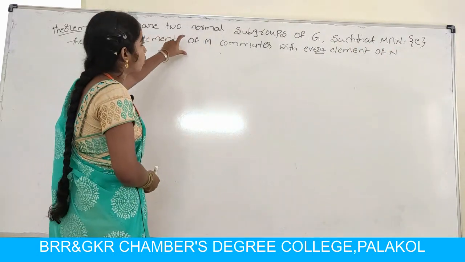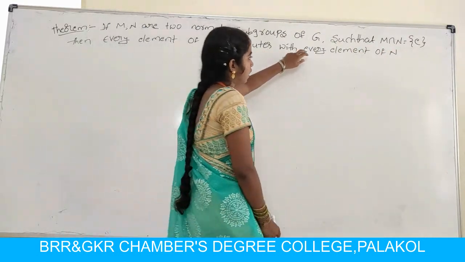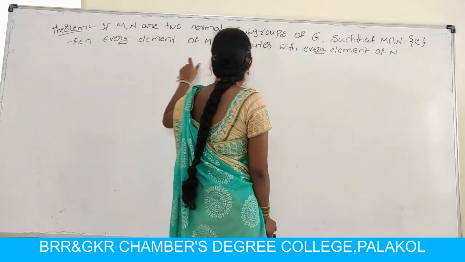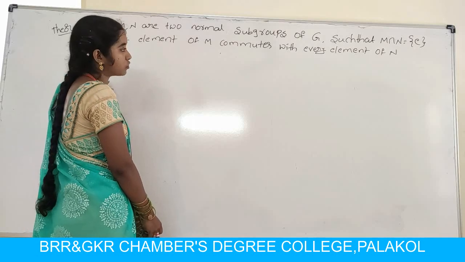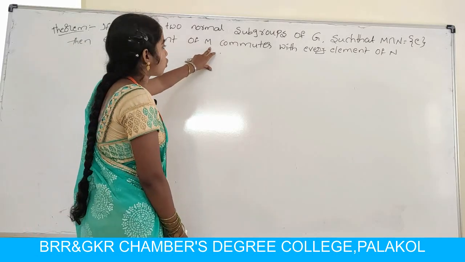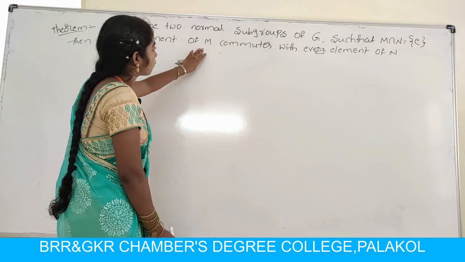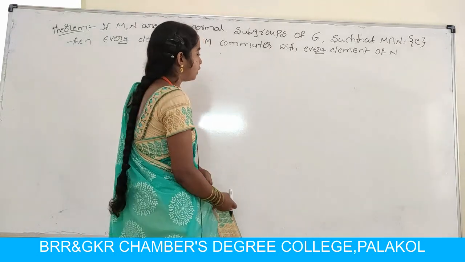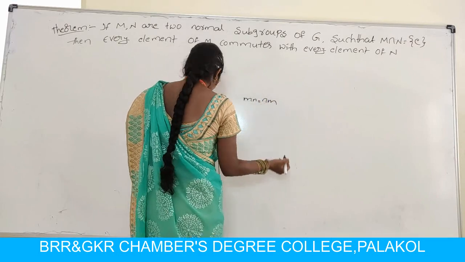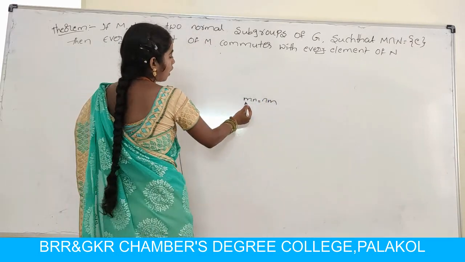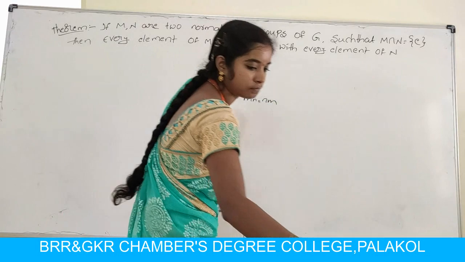M, N are two normal subgroups of Z such that M intersection N equal to singleton E. So, we have to prove that every element of M commutes with every element of N. Already you know that every element of M commutes with every element of N means mn equal to nm. So, we have to prove first of all mn equal to nm.